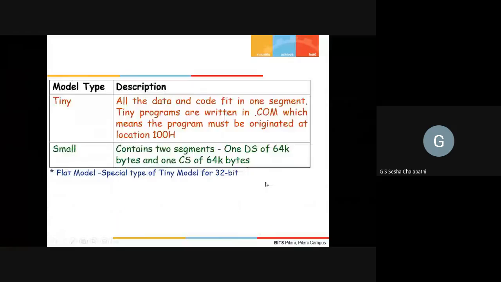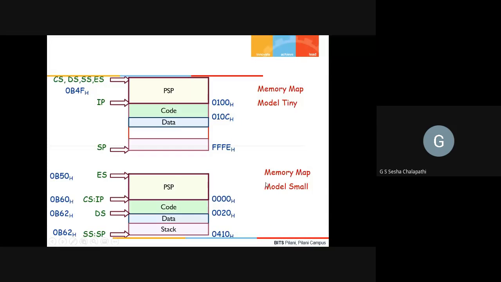The program models we have already discussed. This is how Tiny will look, where CS, DS, SS, ES all will be pointing to the same 64K location. In that 64K location, you will have the first 100 bytes, especially in .model Tiny. The first 0100H bytes will have a PSP, which is the program segment prefix.